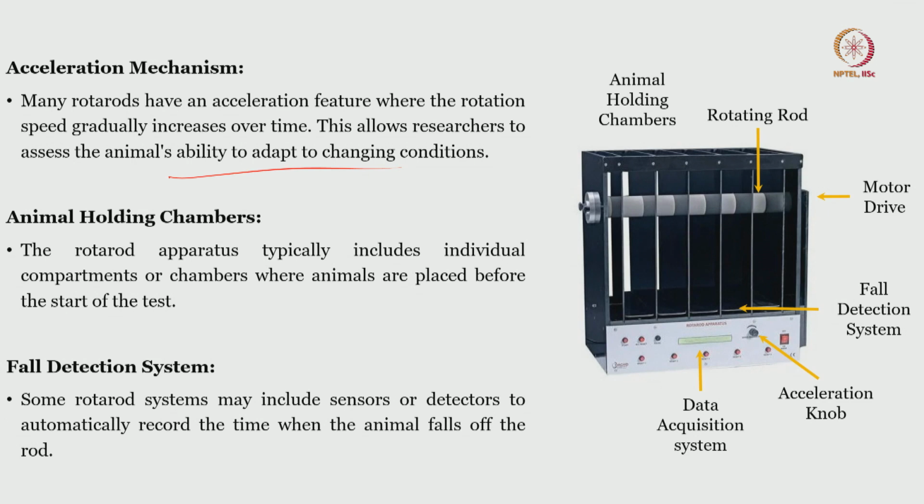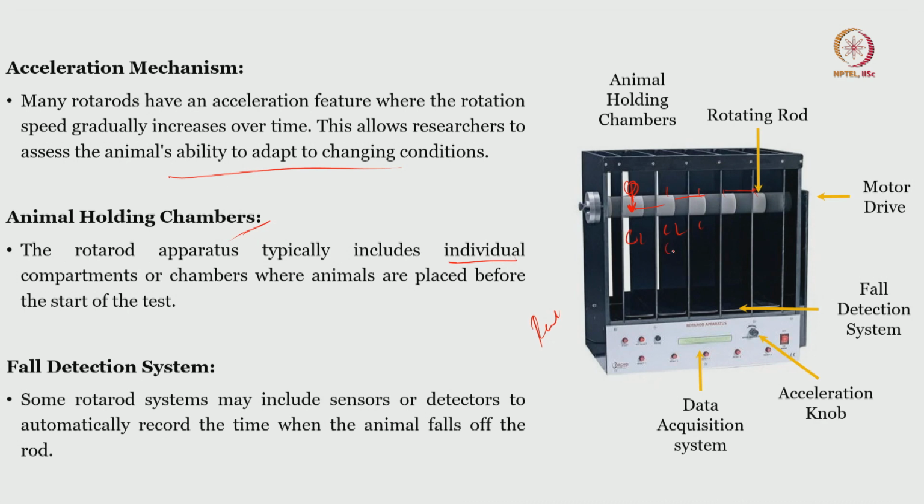And it also has the animal holding chamber, which is an individual compartment. So it is possible to put multiple rats and mice, but generally a single rat is preferred. If you are trying to look at only the fall time, then you can manage with multiple rats at the same time, but the training should also follow the same timing, and the animal should come in the same channel, without altering the channel that you have chosen.